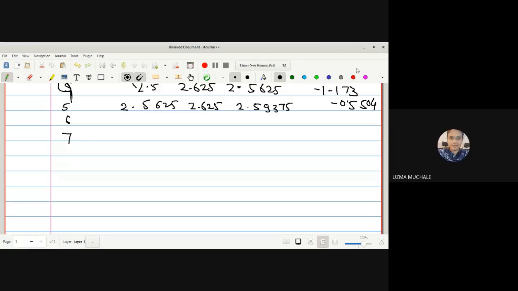It is 2.6172. Correct. Whether everyone got the same answer, 2.61? At least three digits should be the same. Okay, so this is the way in which we can get the root very easily and fast.